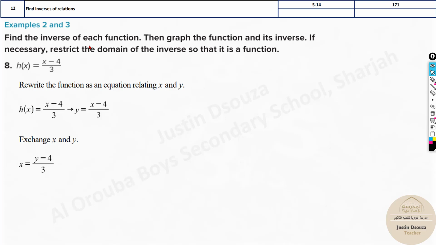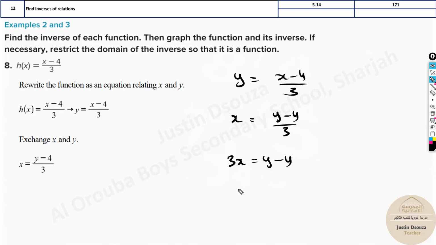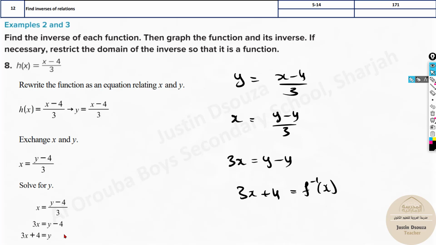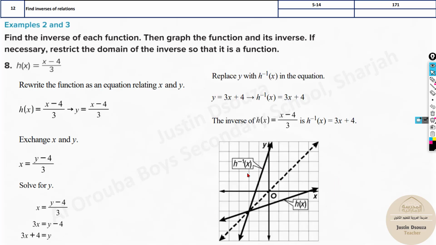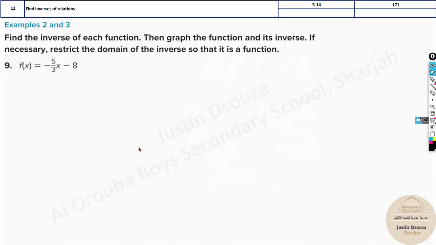It's up to you. Over here, if you keep it divided by 3 as a whole, it will be y equals x minus 4 by 3, and then you swap this. This becomes x equals y minus 4 by 3. Now take the 3 to the other side, it will be 3x equals y minus 4, 3x plus 4 equals f inverse of x. So you can directly write this as well. This will be the answer, 3x plus 4. That is the inverse function. You can see 3x plus 4. Then graph it up. This is again the same.